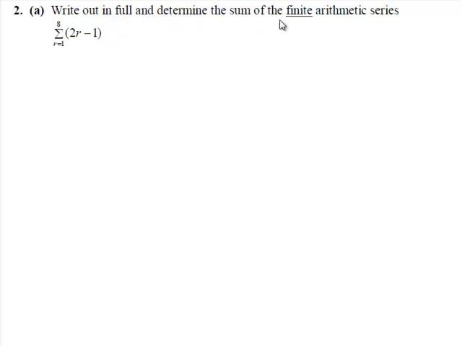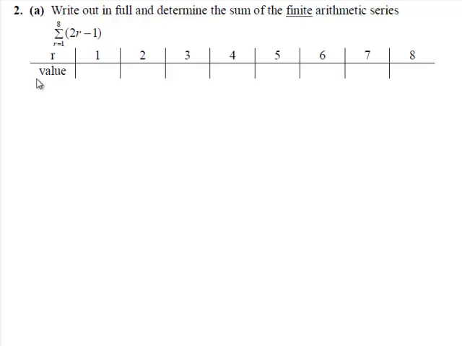Question 2a. Write out in full and determine the sum of the finite arithmetic series given there. Okay, the way to approach these is to start with a table. There's our value for r, and that's the value of what's in the bracket, so that's 2r minus 1. Okay, all we have to do is to substitute r into each one of those to get the values here.